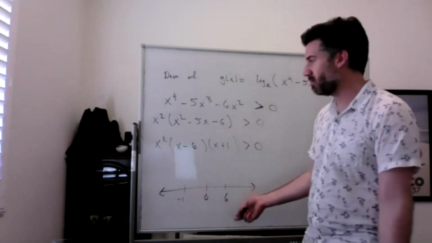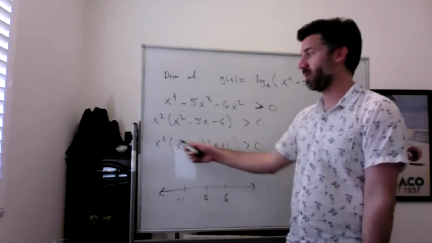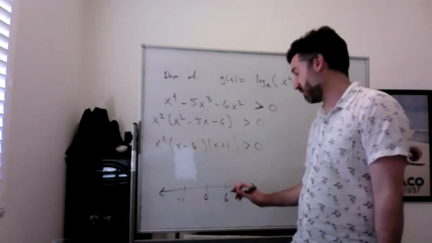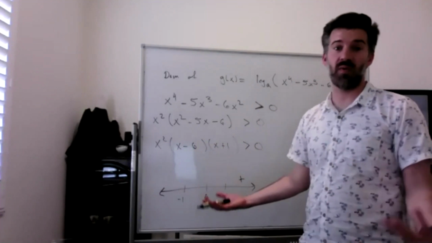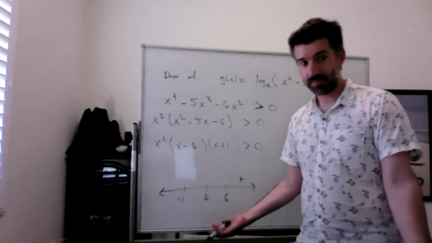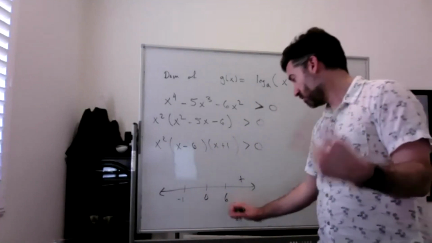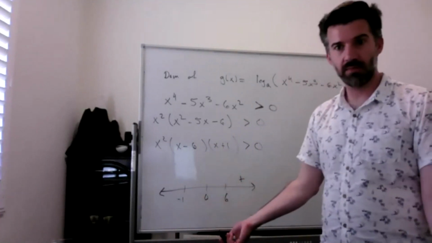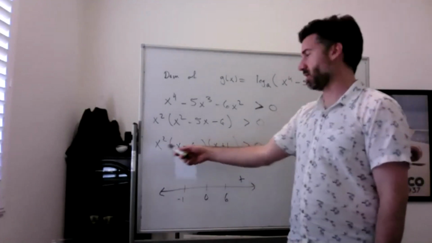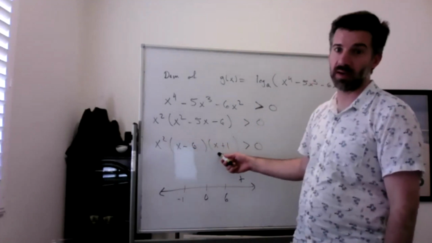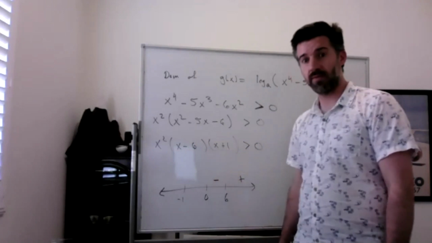If I plug it in, 7 squared is positive, 7 minus 6 is positive, 7 plus 1 is positive, and a positive times a positive times a positive is positive. I don't care what the value is. I just care whether it's positive or negative. And then you have a choice. You can either keep doing the same thing. You can say, okay, I'm going to pick a number between 0 and 6, like 3. And 3 squared is positive, and 3 minus 6 is negative, and 3 plus 1 is positive. So it's positive times a negative times a positive, which is negative.